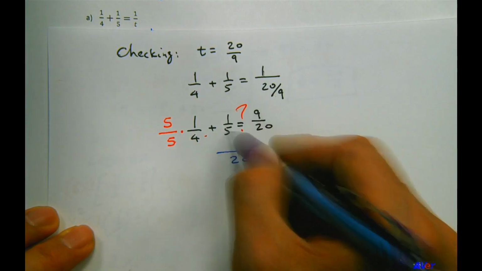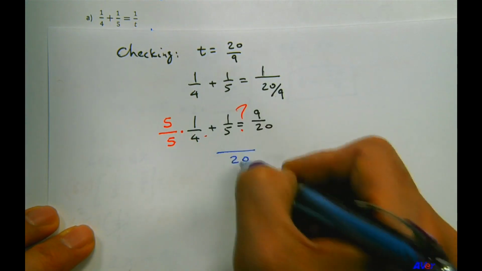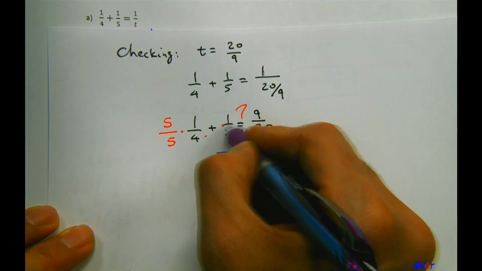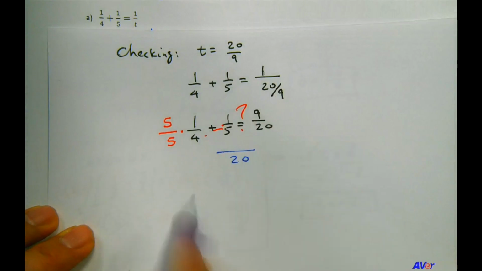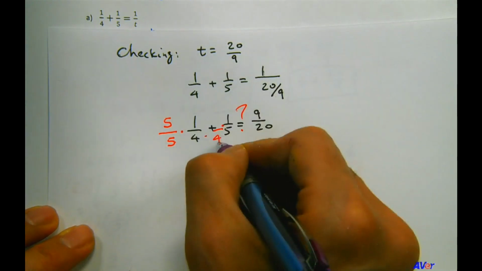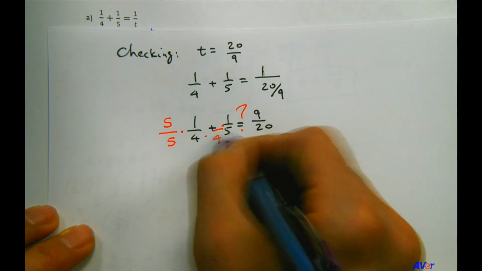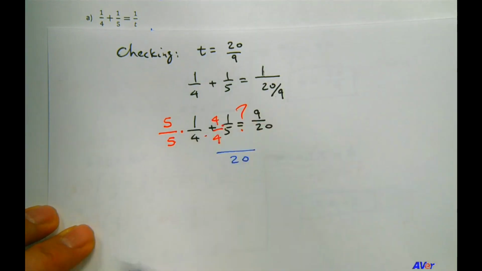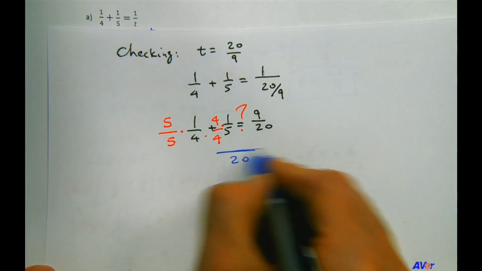Compare this 5 with the common denominator. Is that 20? No. So what do we need to do? We need to get it to be 20. So how? We multiply 5 by 4. Can we do this to the denominator and not do it to the numerator? No. So we must also multiply the numerator by 4. So what do we end up with?